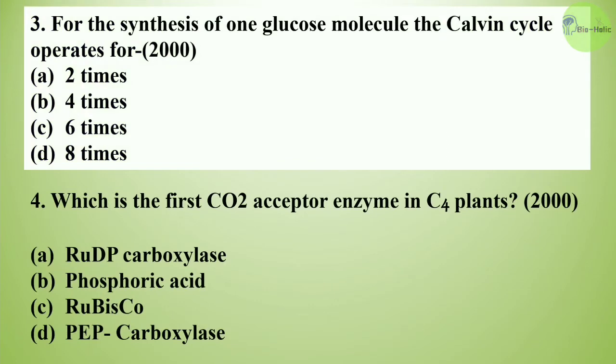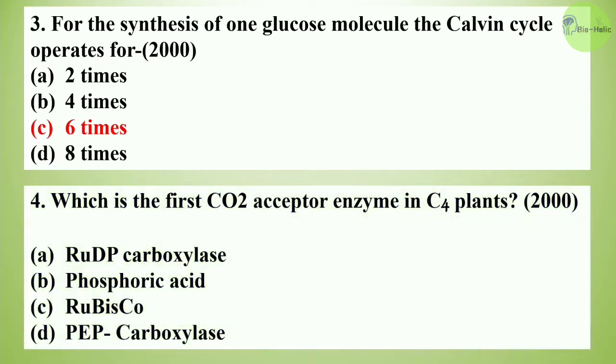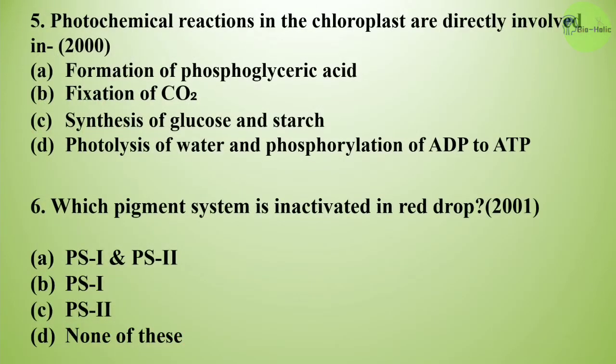Next is, for the synthesis of one glucose molecule, the Calvin cycle operates for 2 times, 4 times, 6 times, 8 times. For synthesis of one glucose molecule, we know Calvin cycle operates for 6 times. Next is, which is the first carbon dioxide acceptor enzyme in C4 plants? RuBP carboxylase, phosphoric acid, Rubisco, or the PEP carboxylase? The answer will be PEP or phosphoenol pyruvate carboxylase.